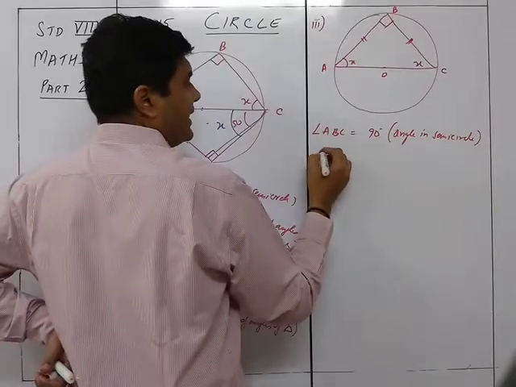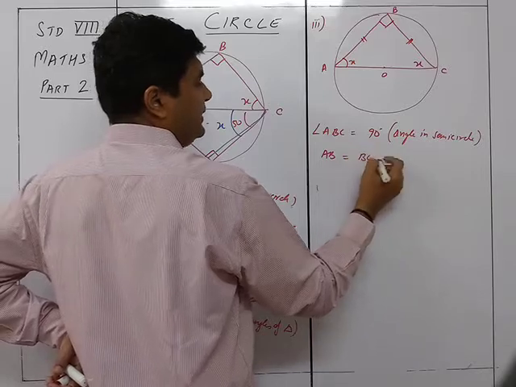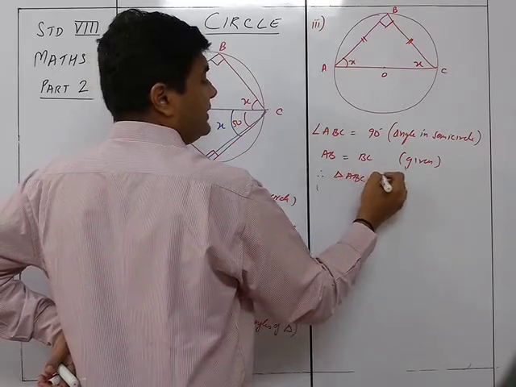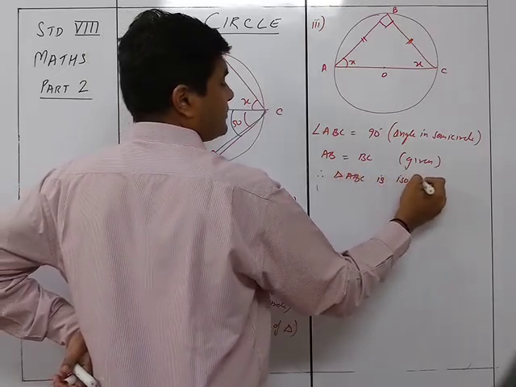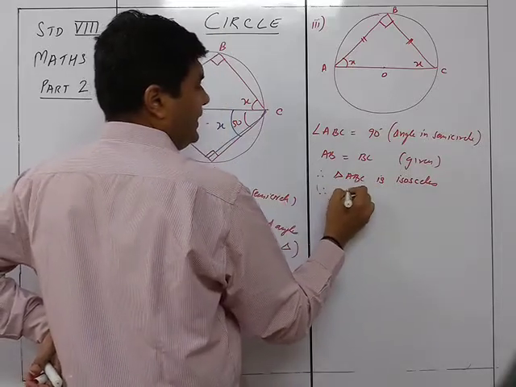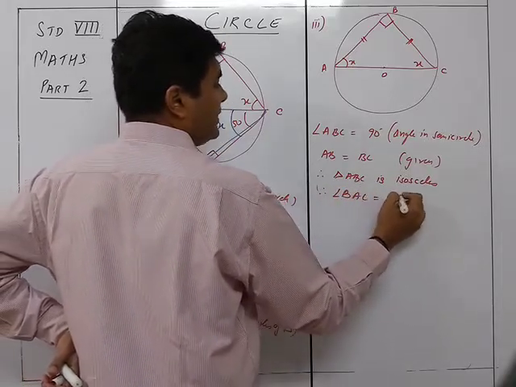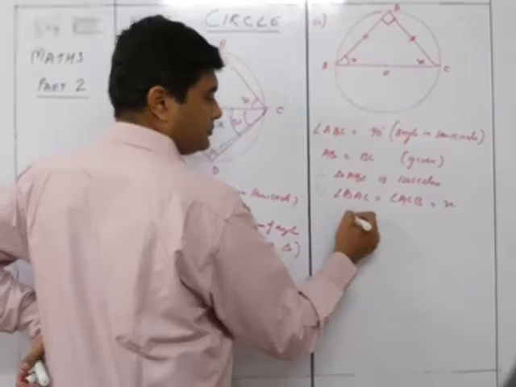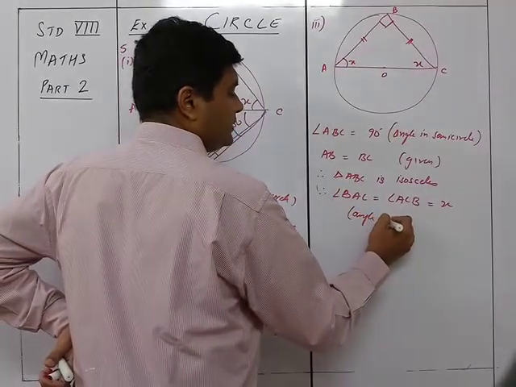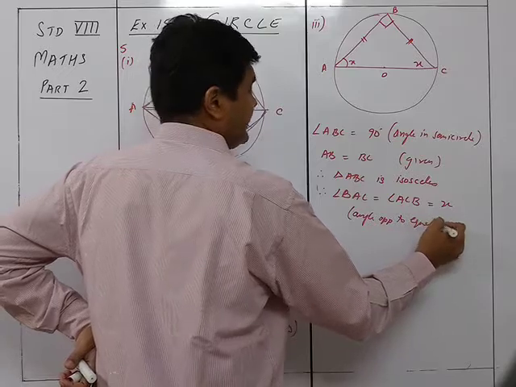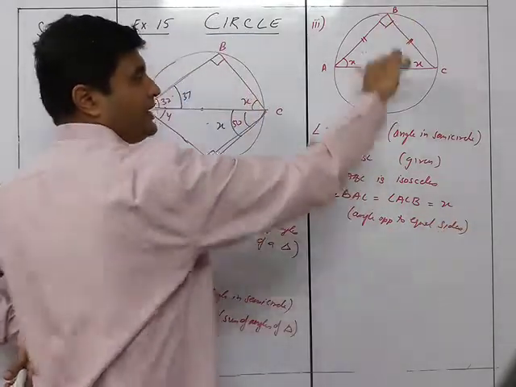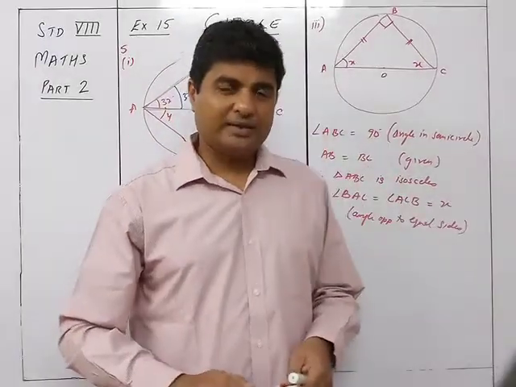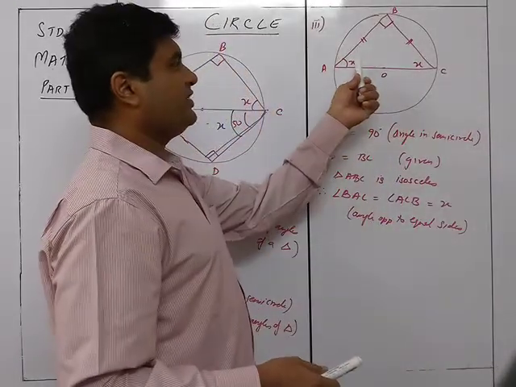And then we say that AB is equal to BC, given. Therefore, triangle ABC is isosceles. Therefore, angle BAC is equal to angle ACB is equal to x, angles opposite to equal sides. That's the reason that in a triangle, if the two sides are equal, then the angles opposite to them are also equal. That's the property of the isosceles triangle. So you know that if this is x, this will also be x.